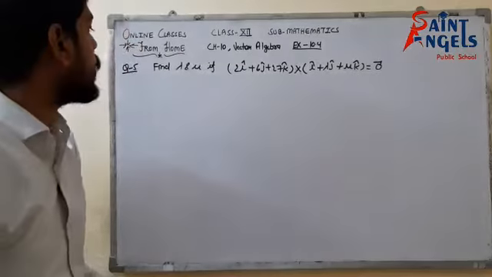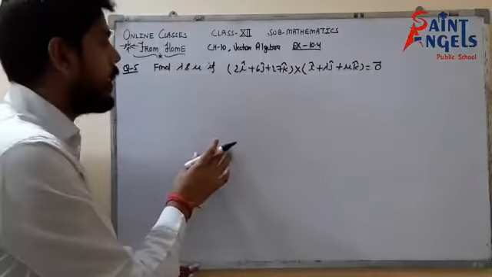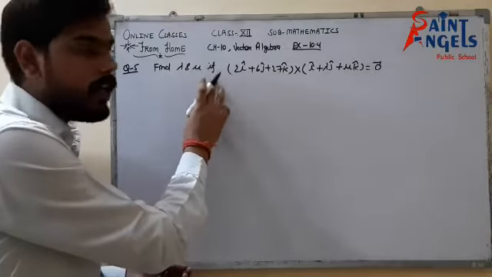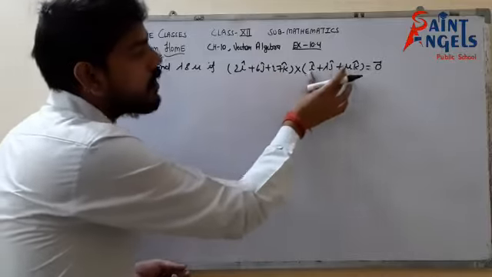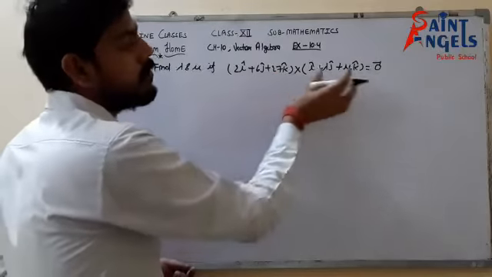Now look at question number 5 of exercise 10.4. In this question, we have to find the value of lambda and mu if the cross product of these two vectors equals the zero vector. So first of all, we will find the cross product of these two vectors.